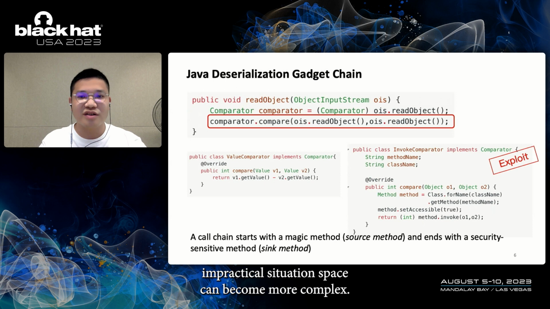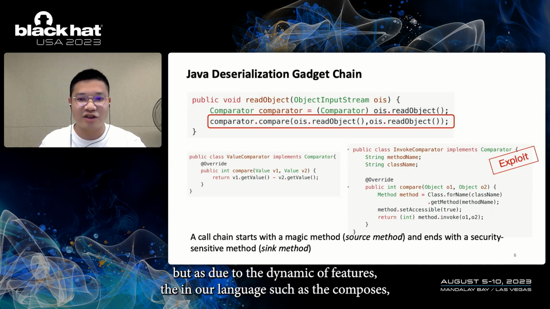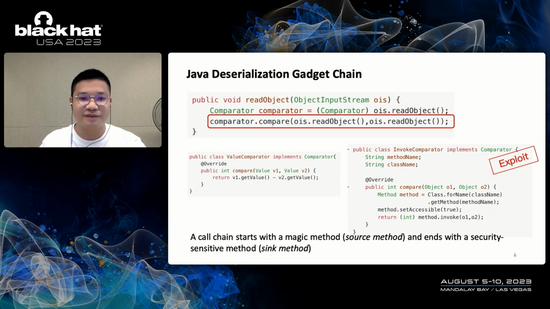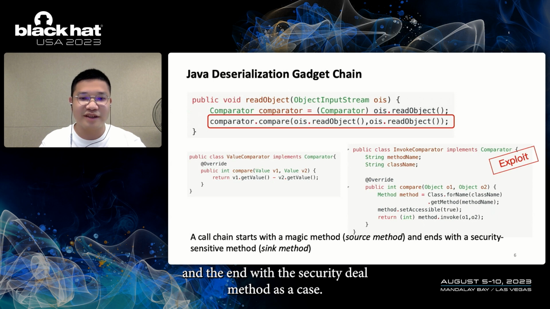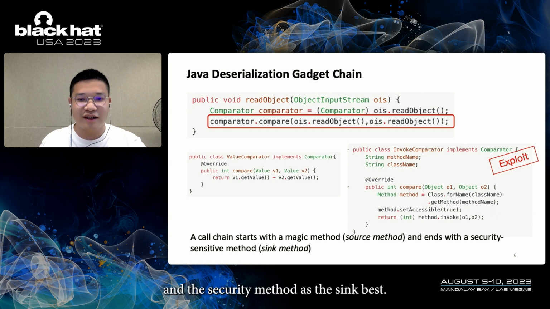However, in practical situations, things can become more complex. The code on the slide is a simplified version of a deserialization vulnerability in reality. Generally speaking, magic methods do not directly call security-sensitive methods. For instance, in the example on the slide, the readObject method calls some regular method, but due to the dynamic features in the Java language, such as polymorphism, the methods it may directly or indirectly call are numerous, and among them, it may call some security-sensitive methods. We refer to a call chain that starts with the magic method and ends with the security-sensitive method as a gadget chain, with the magic method referred to as the source method and the security method as the sink method.